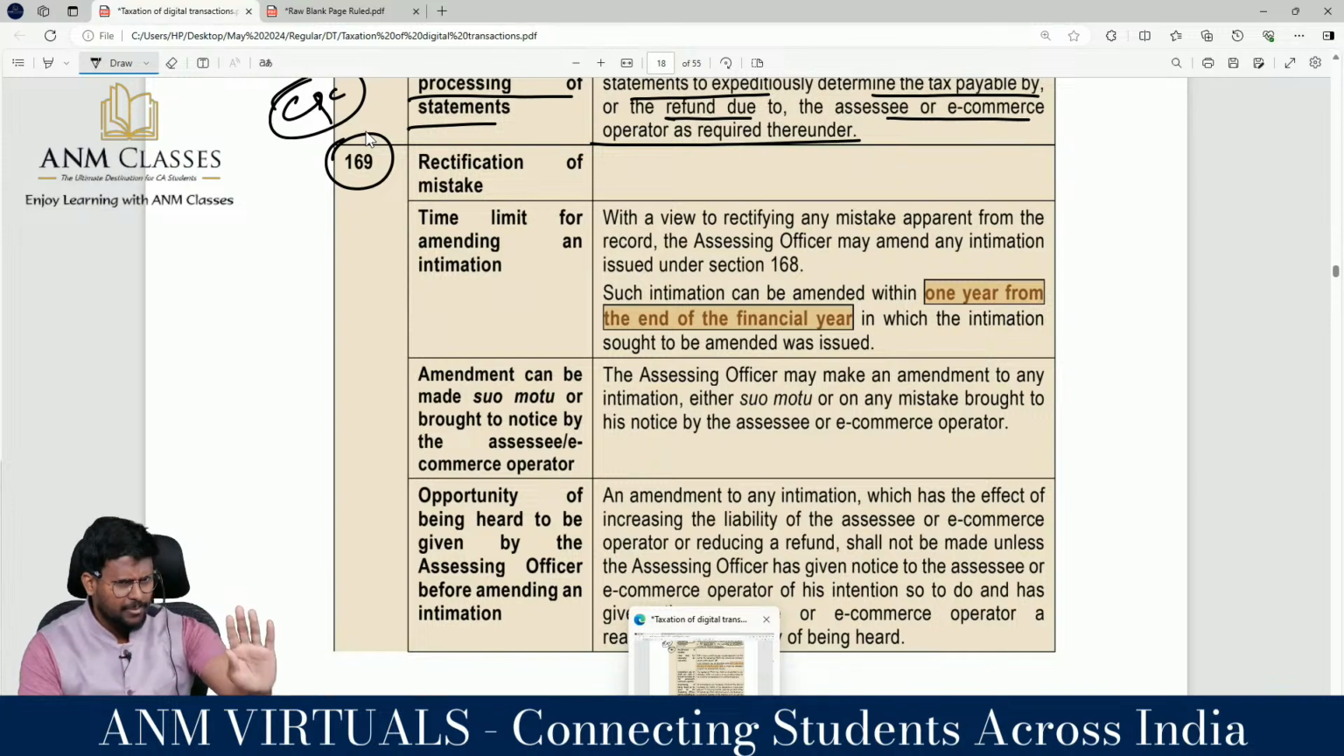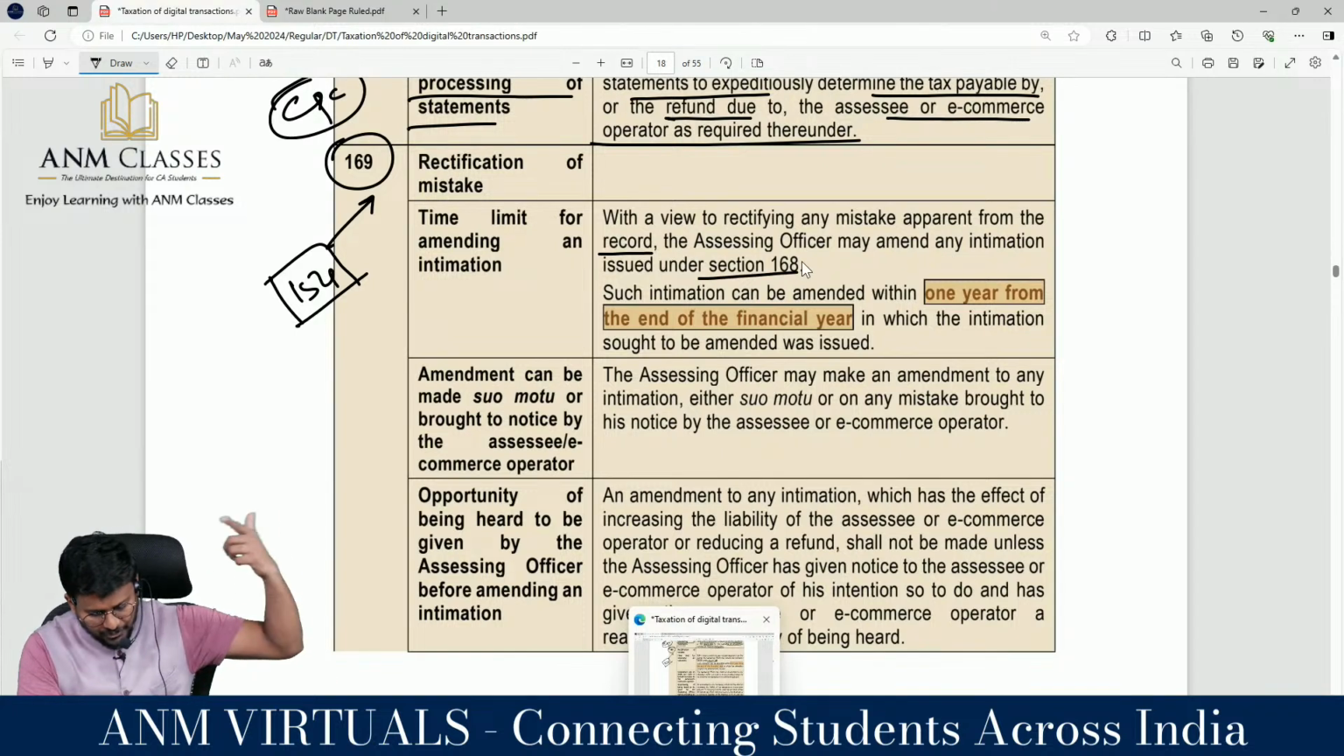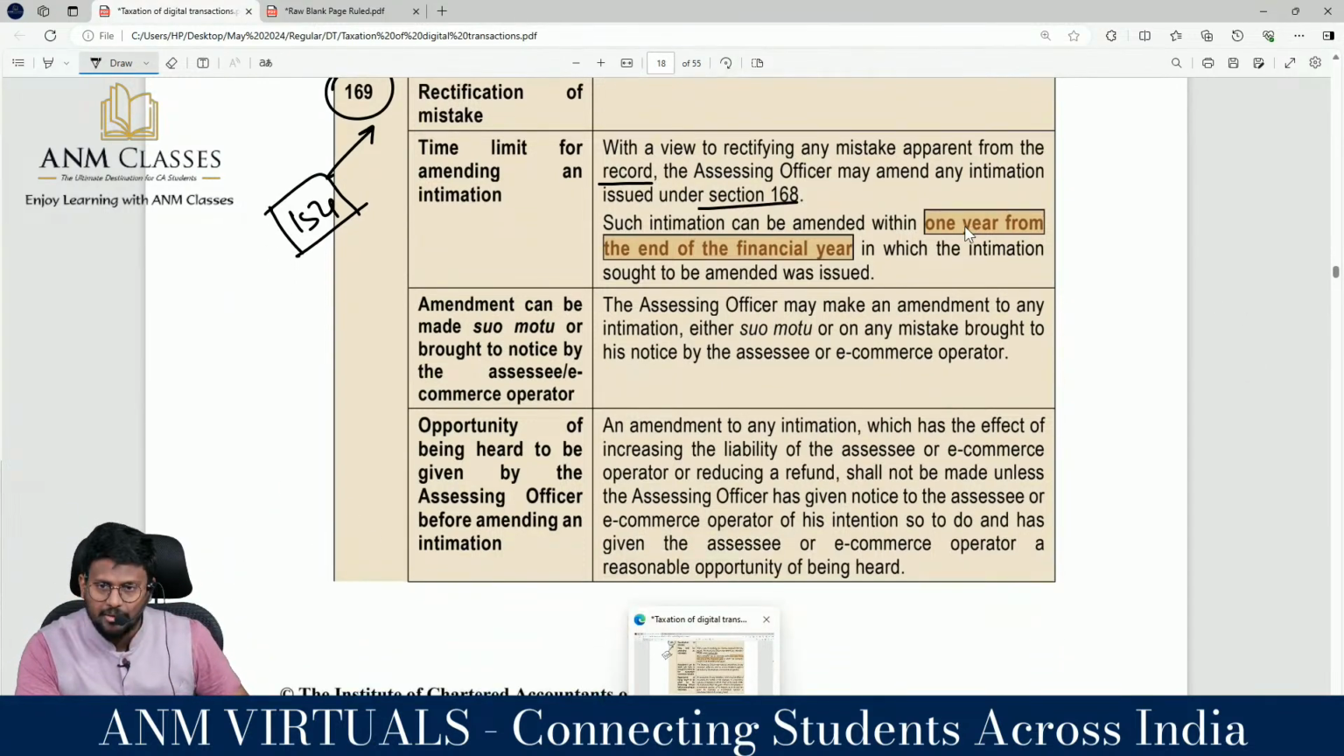After you furnish a statement there may be mistake apparent from record, அதை கரெக்ட்டா ரெக்டிஃபை பண்ணணும். ரெக்டிஃபிகேஷன் ஆஃப் மிஸ்டேக் நமக்கு 154 ரூட் இருக்கா? எஸ் சார். அதுக்கு ஈக்குவலன்ட் செக்ஷன் தான் 160. Time limit for amending an intimation. Sir, with a view to rectify any mistake apparent from record, AO may amend any intimation issued under what section? Such intimation can be amended within one year from the end of the financial year in which the intimation sought to be amended was issued. இங்க 4 வருஷம்லாம் கிடைக்காது.